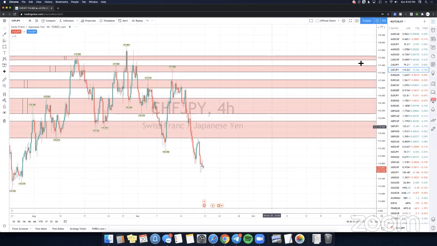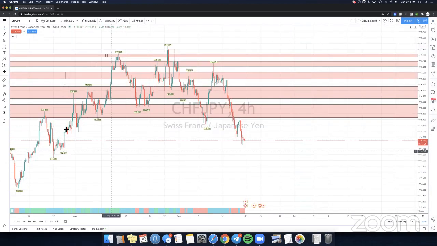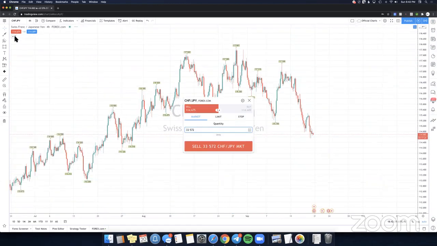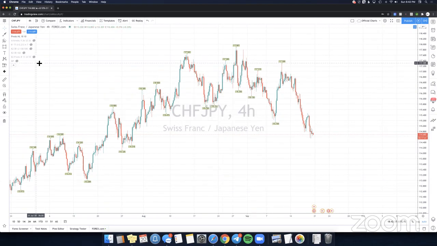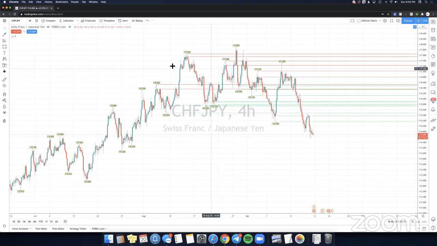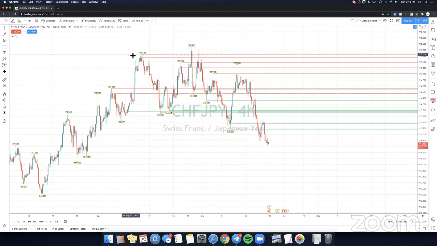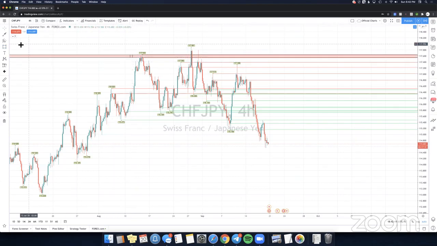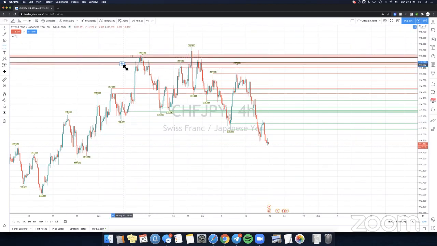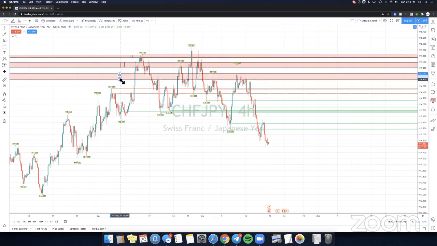Next pair is CHF/JPY. Delete all that stuff. Turn on the K2 SRs. All right, let's get through this. Top zone right here. Next zone right there. Next zone right there. And it's real simple, guys.